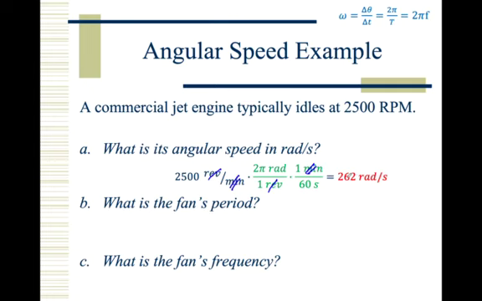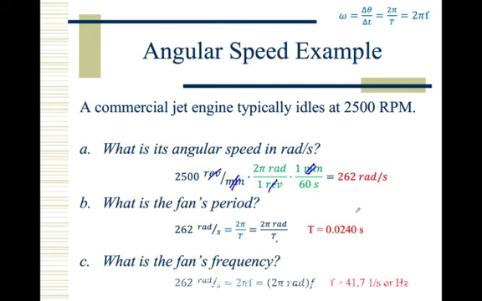What's the fan's period? Here we can do the same kind of thing. Once we know omega is equal to 2 pi over the period, solving that real quick, the period is 2 pi radians over omega. It only takes 0.024 seconds for the blades to go around once. It's pretty quick. And what's the fan's frequency?